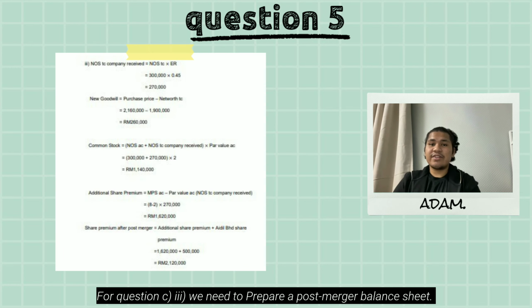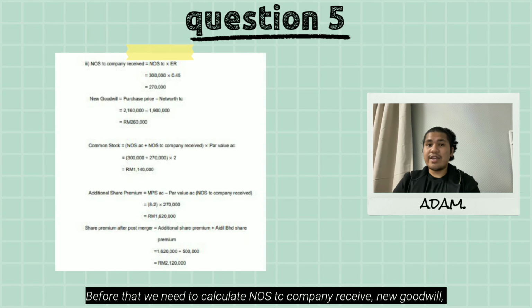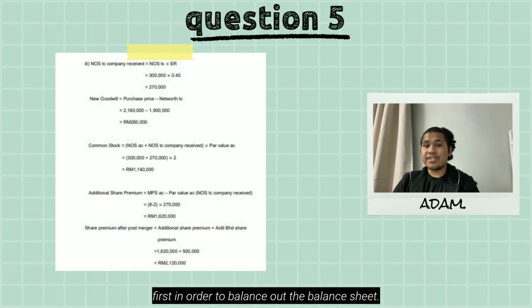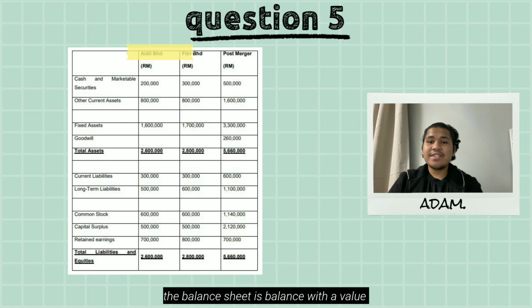For question C3, we need to prepare a post-merger balance sheet. Before that, we need to calculate the NOS TC, company receipt, new goodwill, common stock, additional share premium, and the share premium post-merger first in order to balance out the balance sheet. The balance sheet is balanced with a value of 5,660,000 ringgit.